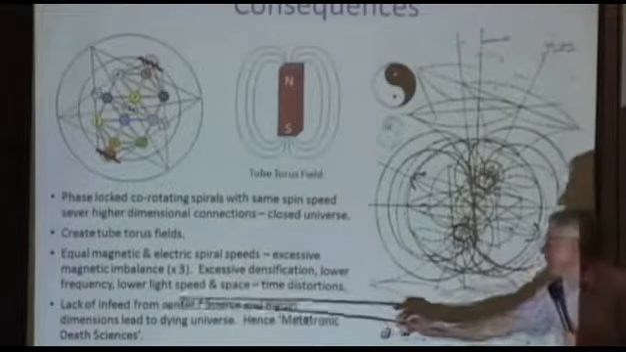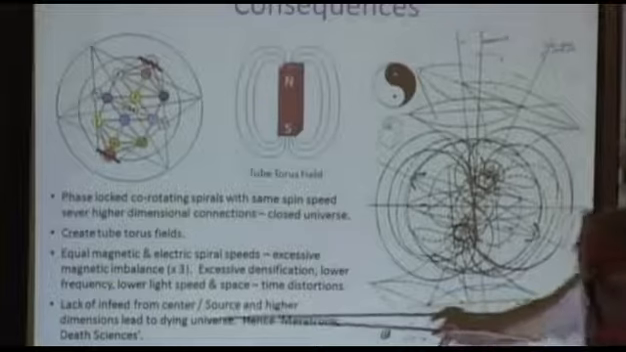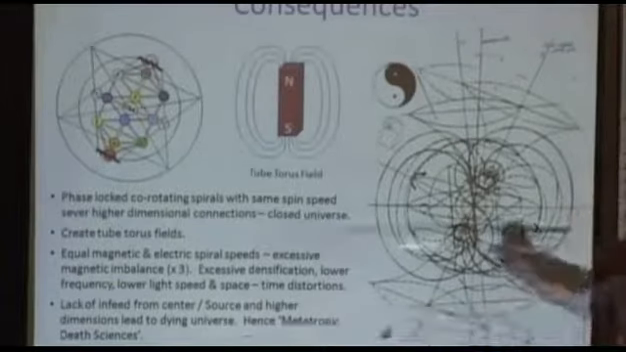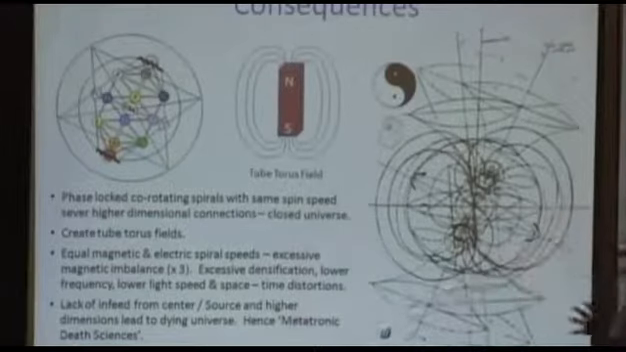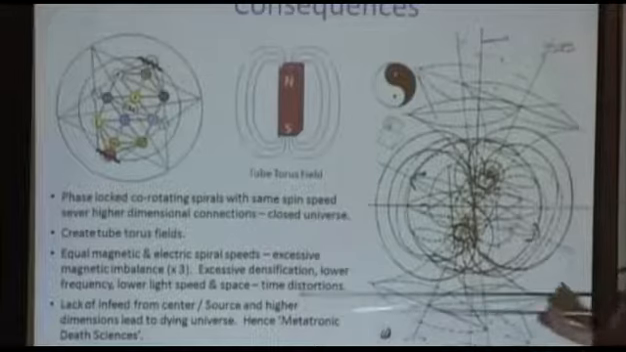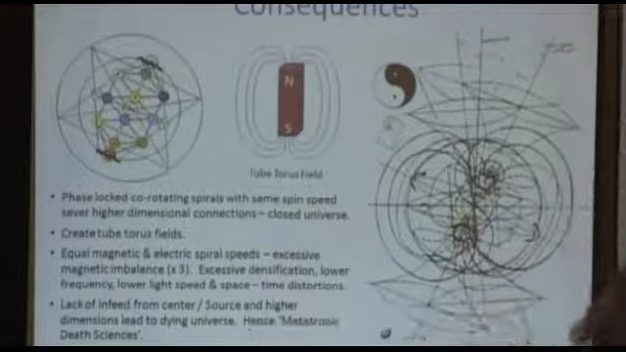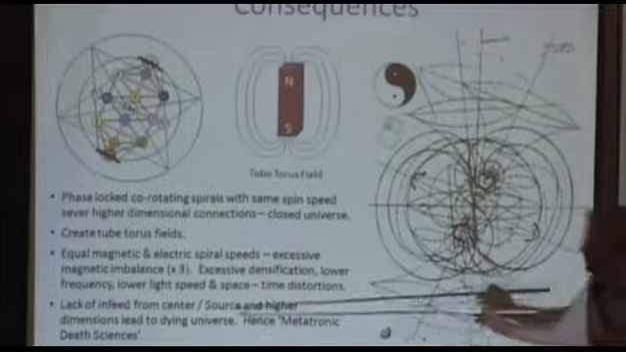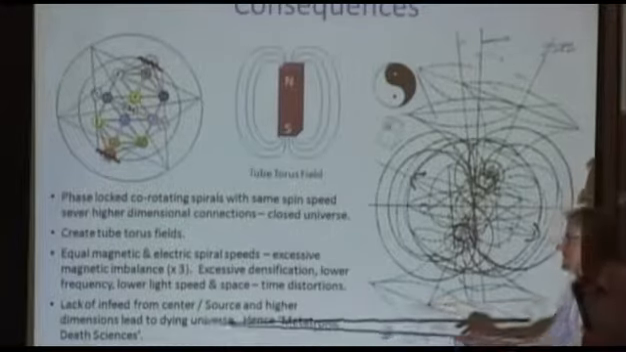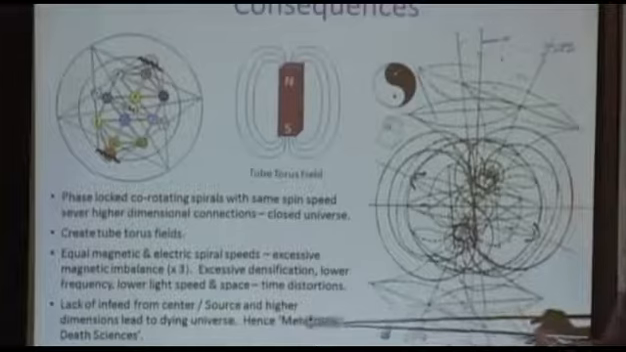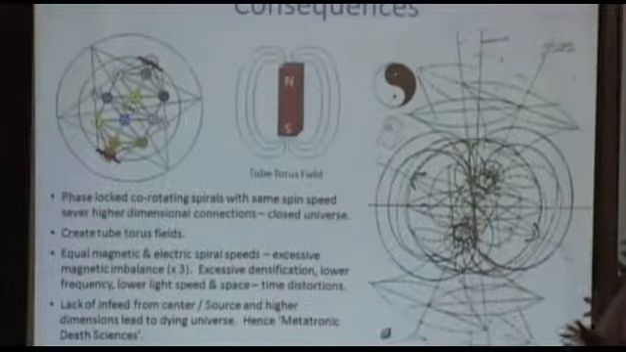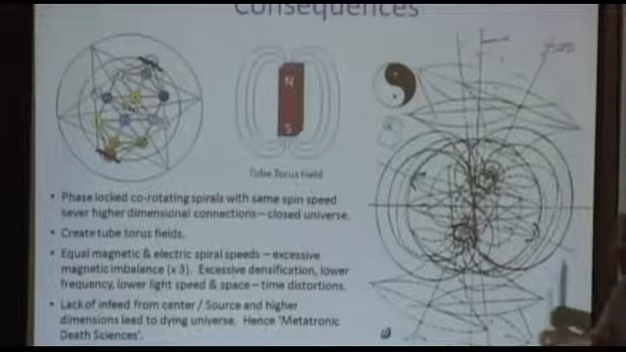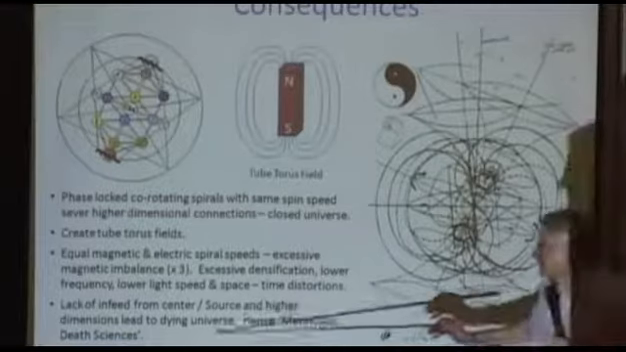So the lack of in-feed from the center or from source and from higher dimensions leads to a dying universe. First of all, we have a closed universe, cut off from multidimensional connections. Within that, we have a lot of energy trapped, and the energy cannot flow naturally to and from source. So it leads to a dying universe. This is the context in which we can talk of the Metatronic death sciences. They've isolated the universe, severed the connections, the energy is trapped, and the energy is decaying, leading to a dying universe. The universe isn't able to replenish itself.